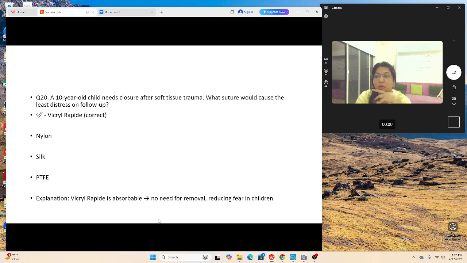So, which suture would cause the least distress and follow up? Basically, I want that suture to dissolve after the healing has taken place. So, basically, I'm looking at an answer which is absorbable. So what are my options? Vicryl, nylon, silk and PTFE. Nylon and silk are non-absorbable. PTFE too, but Vicryl Rapide is the one.